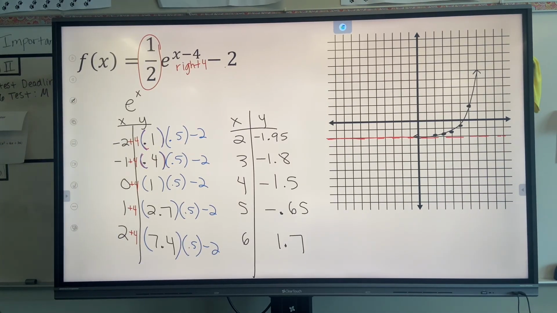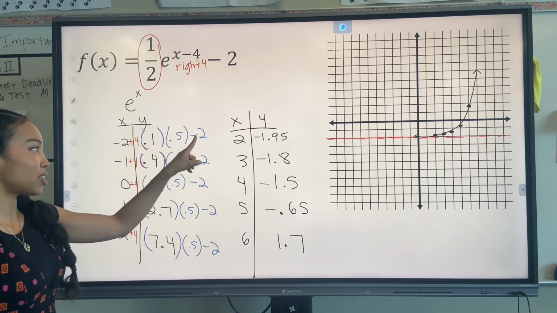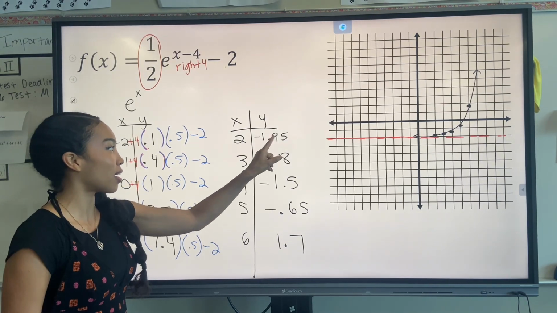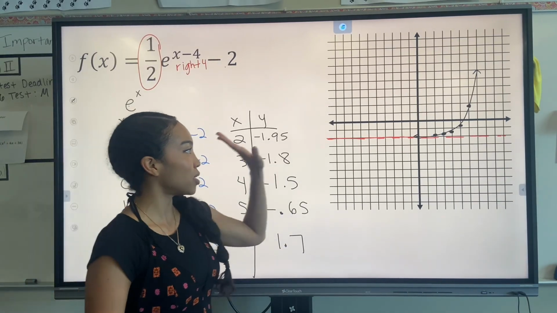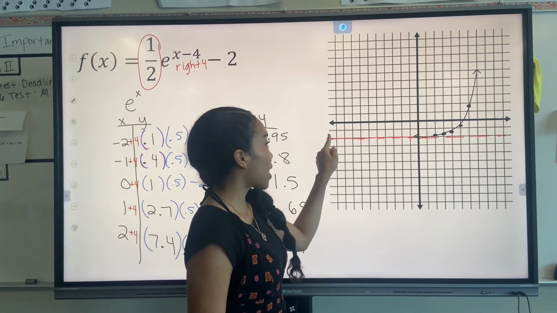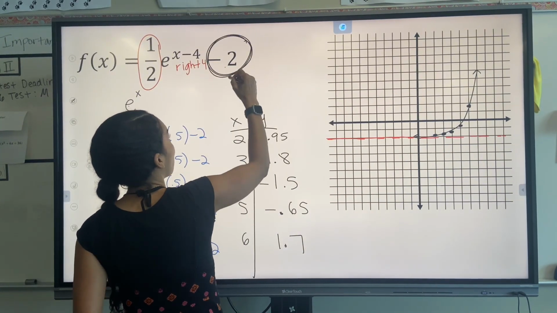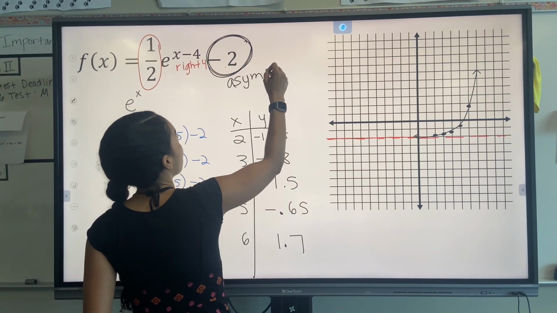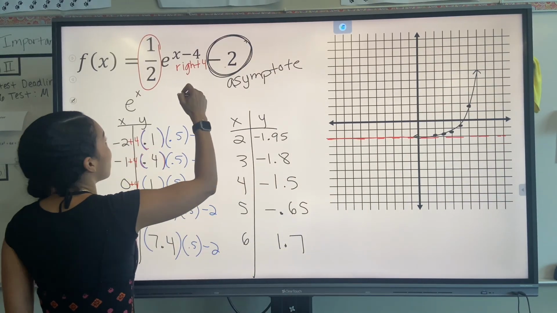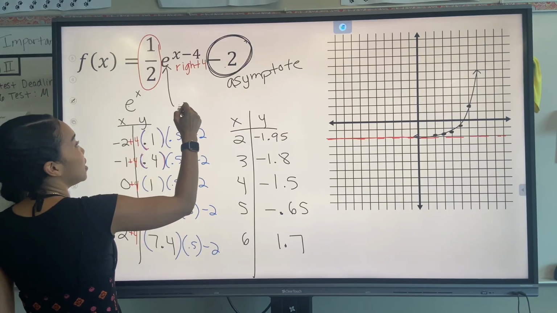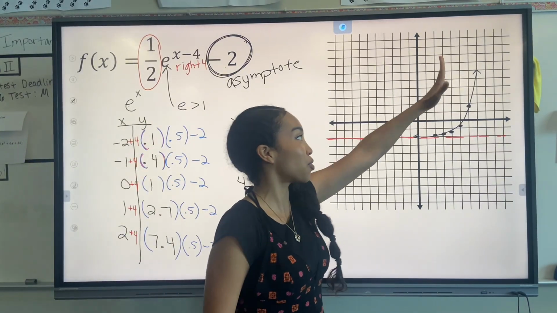All right, guys, so once you type this into the calculator, 0.1 times 0.5 minus 2, you get -1.95. You do the same process, you get your y values, and you plot your points on the graph. Your asymptote is at -2 because it went down 2. This number will always tell you the asymptote. And notice the graph is increasing because your base is e, and e is bigger than 1. So if your base is bigger than 1, it will be a growth graph.